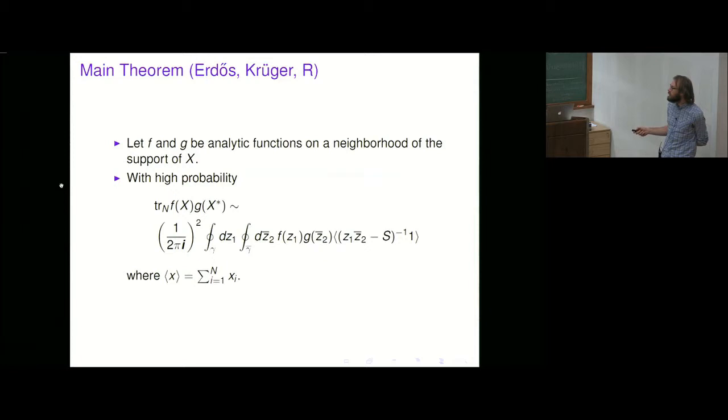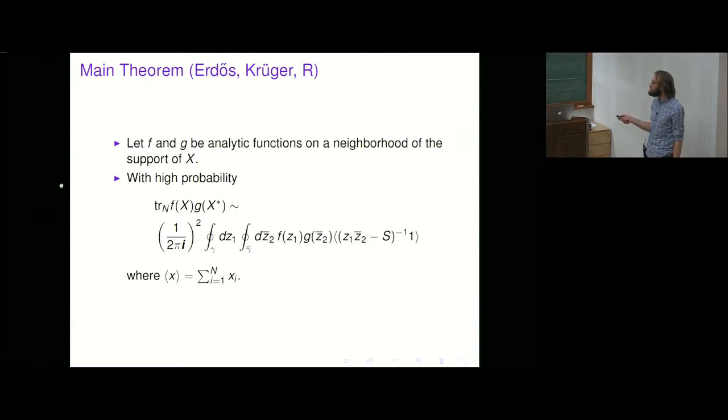And then with high probability, the trace of the product of these two random matrices will be given by this double contour integral. So gamma is just some contour that's going to encircle all the eigenvalues of my matrix X, and gamma bar is the same contour but traversed backwards. And so I have this double integral of my functions f and g against this kernel. So I take my two points that I'm integrating against, and then subtract off S, the variance profile, so the matrix that contained all the information about the variances of the corresponding entries.